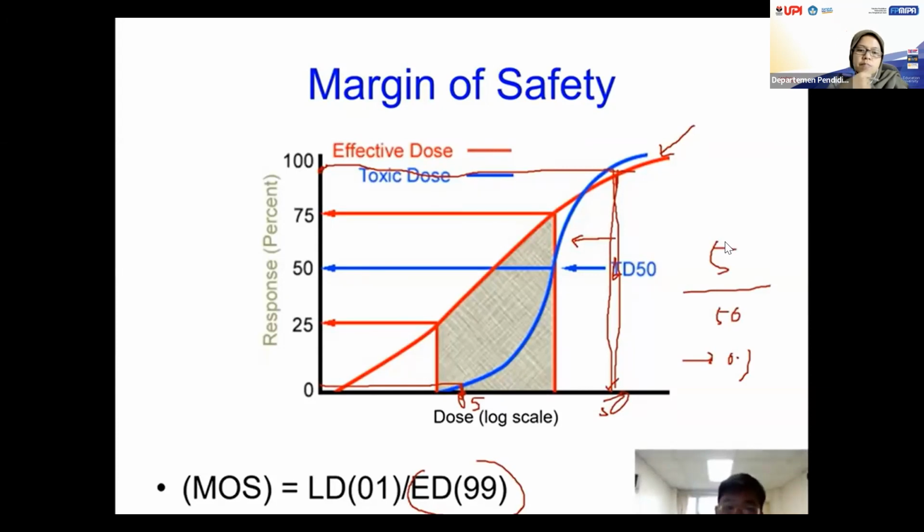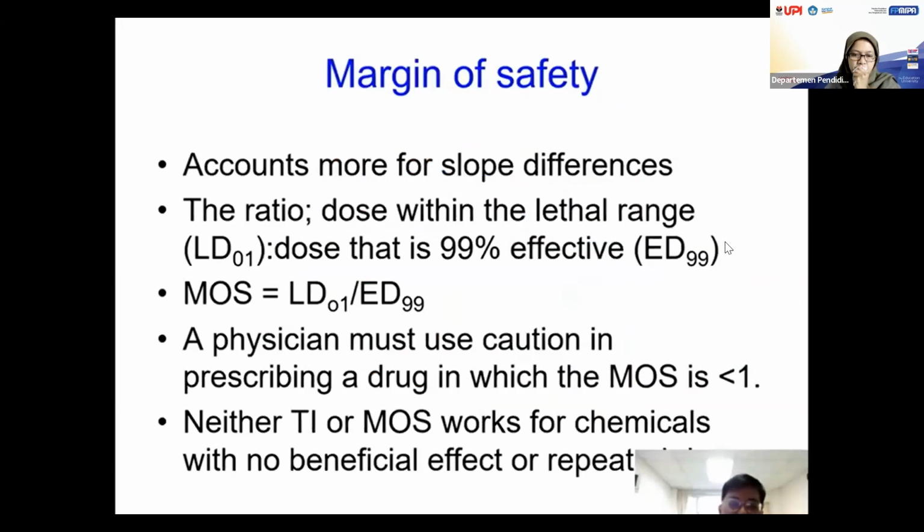Based on this kind of calculation, LD01 means the lethal dose at 1% of the population, which means that at least 1% of the population will die, divided by the effective dose, whereby 99% of the population will have the effective effect from the chemical. So if you use the margin of safety, it accounts more for slope differences. If you look at the calculation between different kinds of dose response, you can see that it accounts for more slope differences. The ratio of the dose within the lethal range to the dose that is 99% effective is what is called the margin of safety, as given by the formula here, LD01 over ED99.